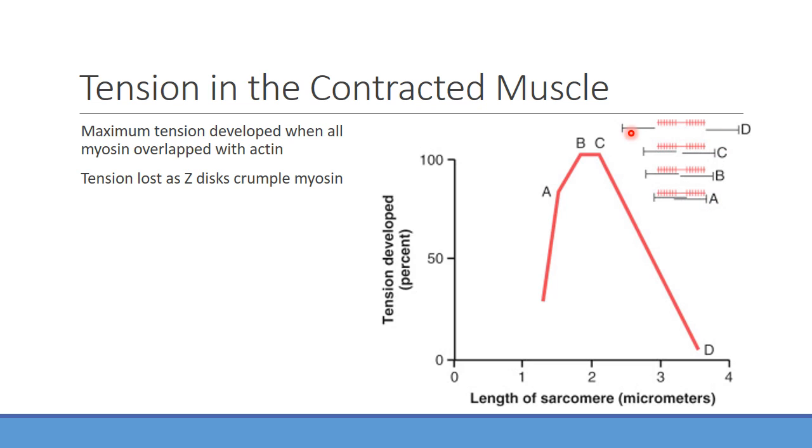So for instance, if in section D there's no overlap whatsoever, you would imagine there would not be a whole lot of tension being produced there, right? Because again, the actin and the myosin really aren't able to bind to shorten one another. No force can be produced here. And that makes sense because you're going to find that point D is right down here at the bottom, right? So that's not what we want.